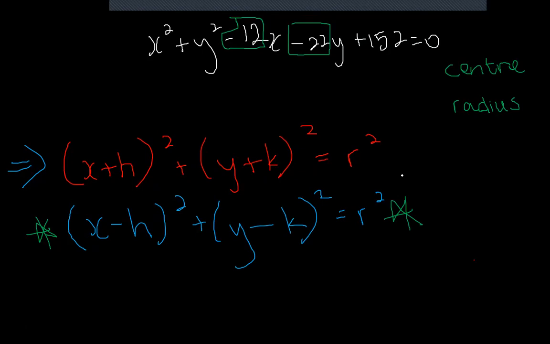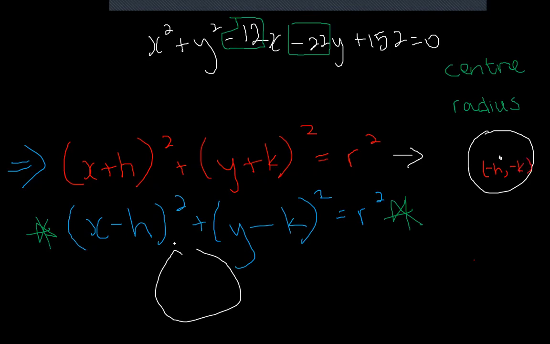Looking at this example up here, for the one in red, the center, let me write it in red, is minus h and minus k. For this one, the center would be h and k. Okay, so your textbook probably had it like this. Most textbooks have it like this.